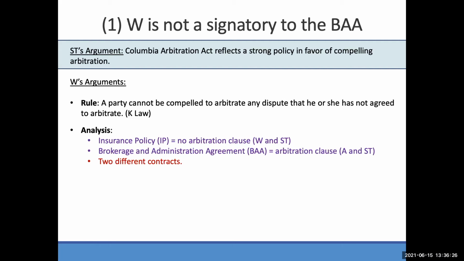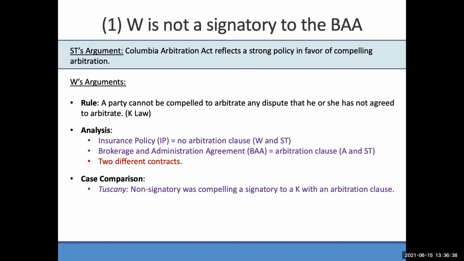Usually, if you were dealing with an essay, this would be enough. You wouldn't have to do a case comparison, right? You just say, here are the facts, here's the explanation based on the rule. But when you do a PT, you have to add a case comparison. And here we would compare it to the Tuscany case. The facts in the Tuscany case was a non-signatory was compelling a signatory to a contract with an arbitration clause. We need to explain why ours is different or the same.